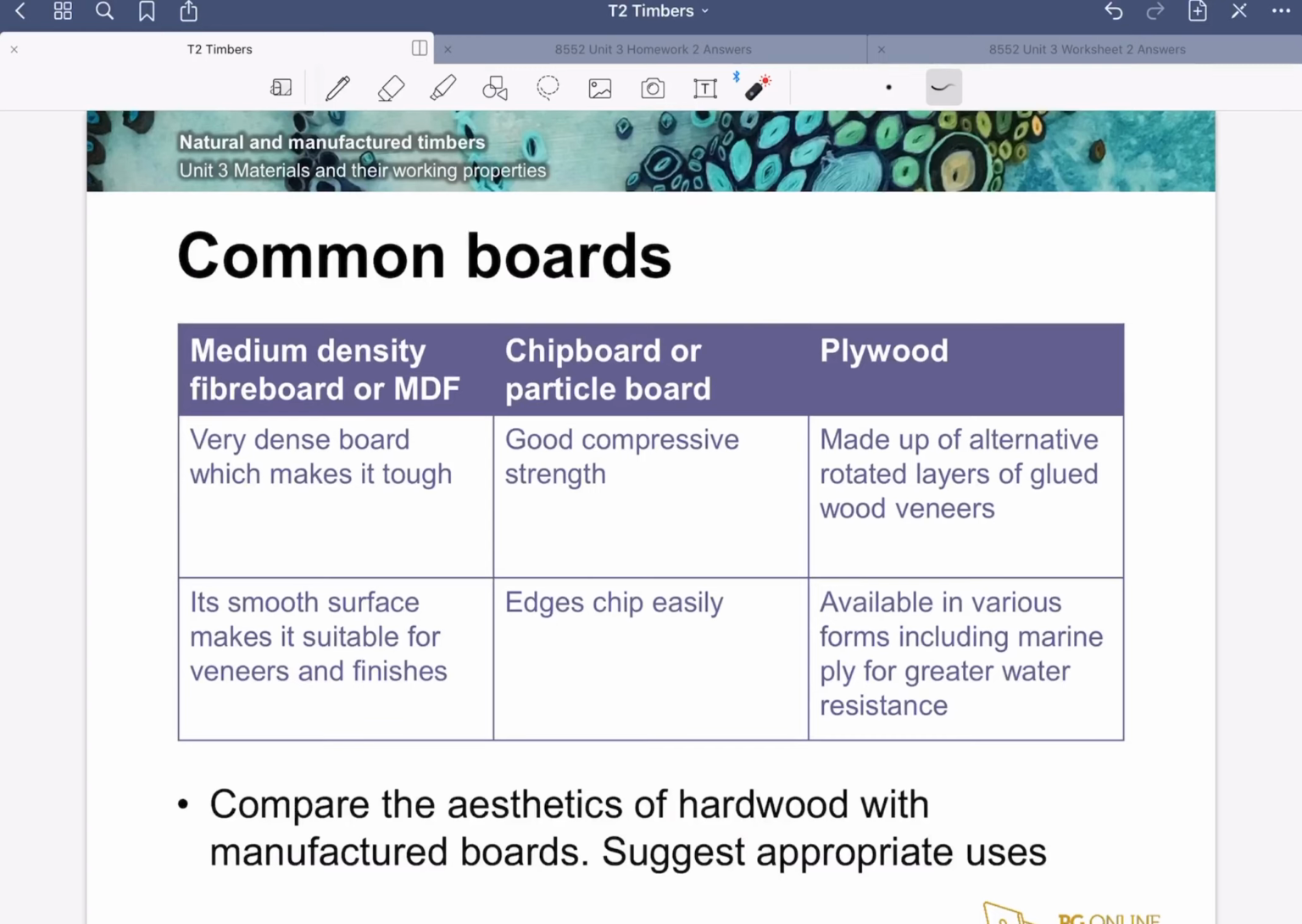Then plywood, the last one, is made up of alternating layers of wood. What it means by alternating is that it can be different types of wood, but at the same time they're rotated through 90 degrees, so they are not all in the same direction, so you get the properties of multiple directions of wood. I'll show you that in the future. And they're available in different forms. Some are water resistant, some aren't.